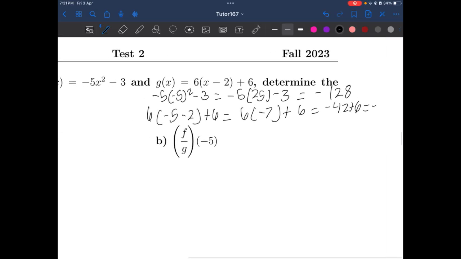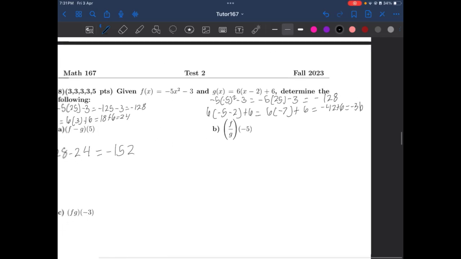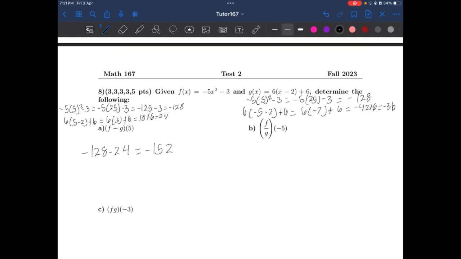That's negative 36. Now we're going to have f divided by g. So we're going to have negative 128 divided by negative 36. Let's see, negative 128 divided by negative 36. We could just simplify them because they're both divisible by 2.